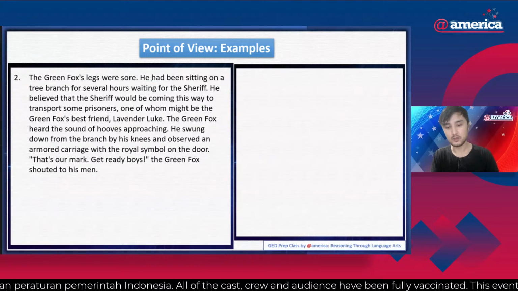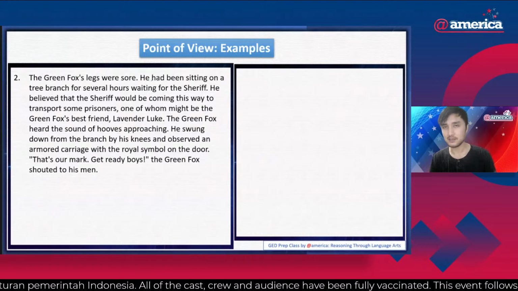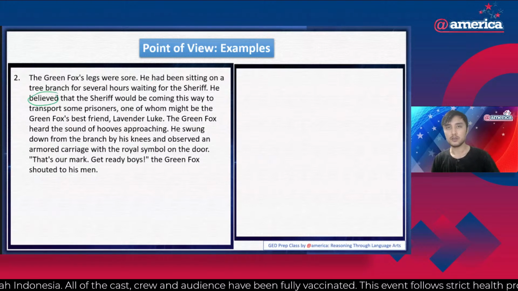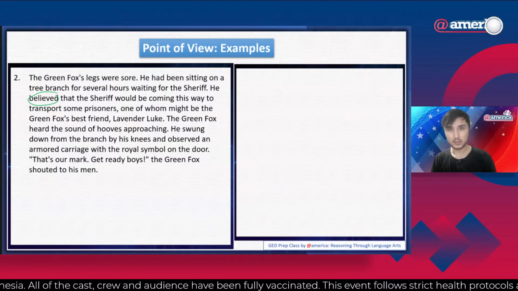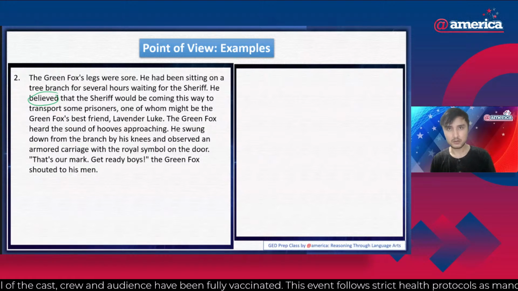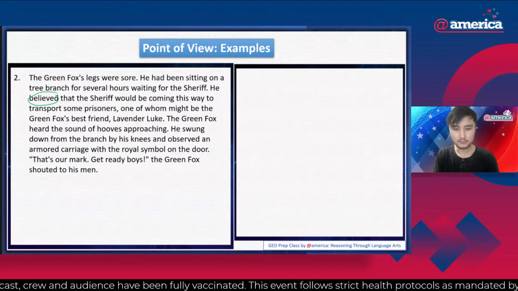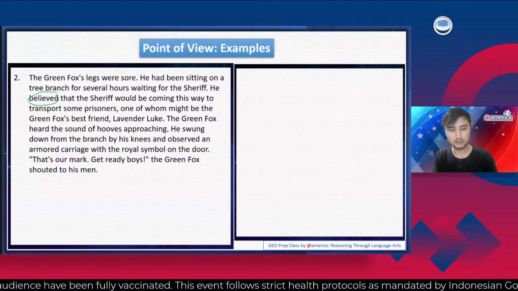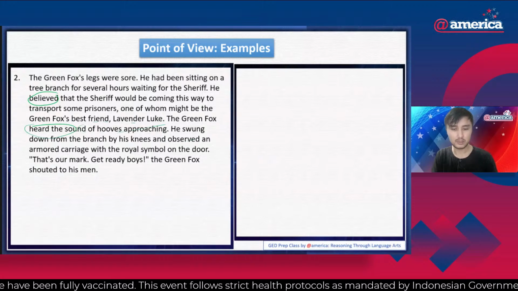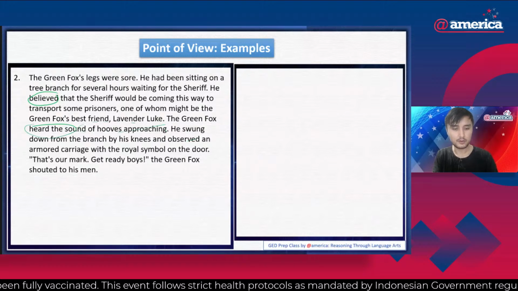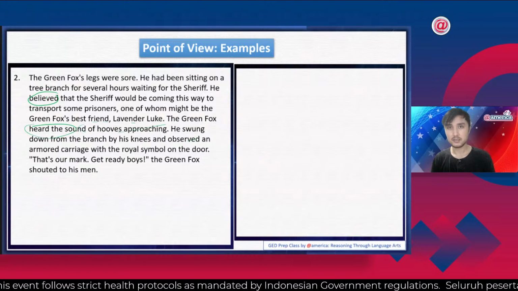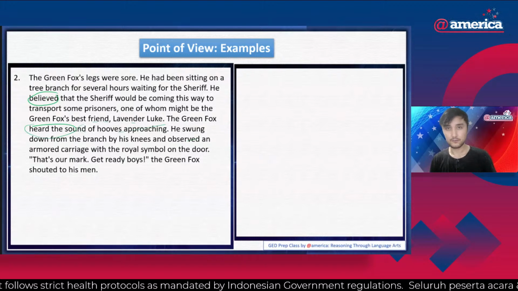Anyway, after reading this, you can see that he had been sitting on a tree branch for several hours waiting for the sheriff. This is an action. He believed, see? The word believe tells you that the author is expressing what a certain character believed, that the sheriff would be coming this way to transport some prisoners. Then the Green Fox heard the sound, swung down, observed an armored carriage: action, action, action. But this one, believe, makes all the difference. And you can understand that this text is written from a third person limited point of view or perspective.